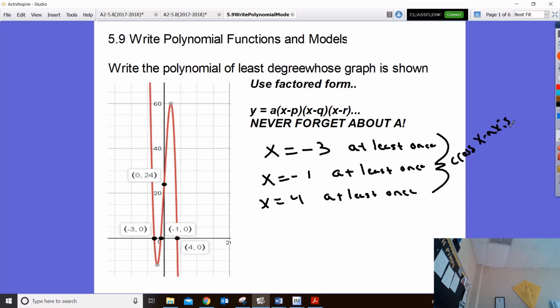How many turning points does this thing have? Two turning points. We are at least degree what? 3.